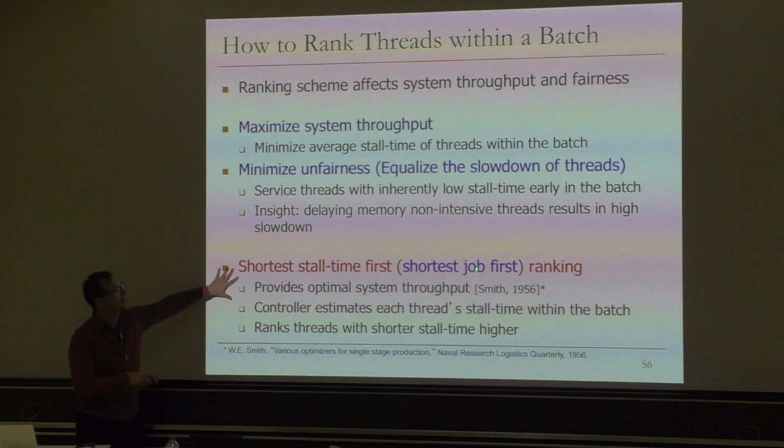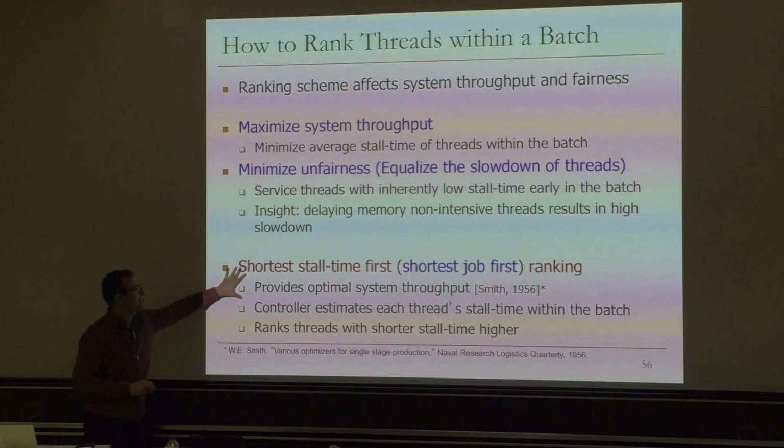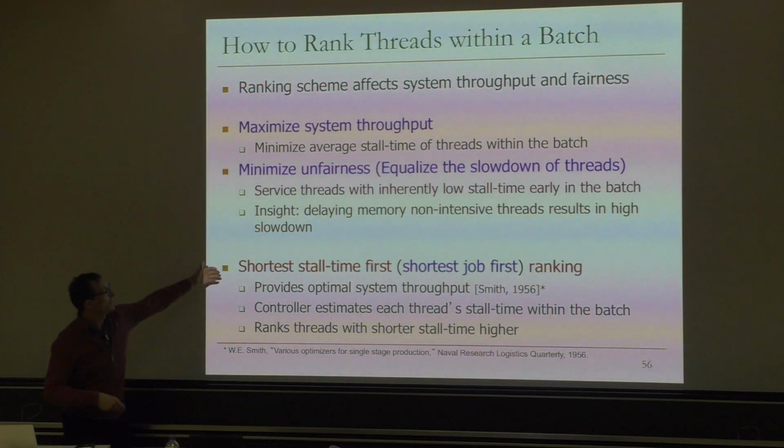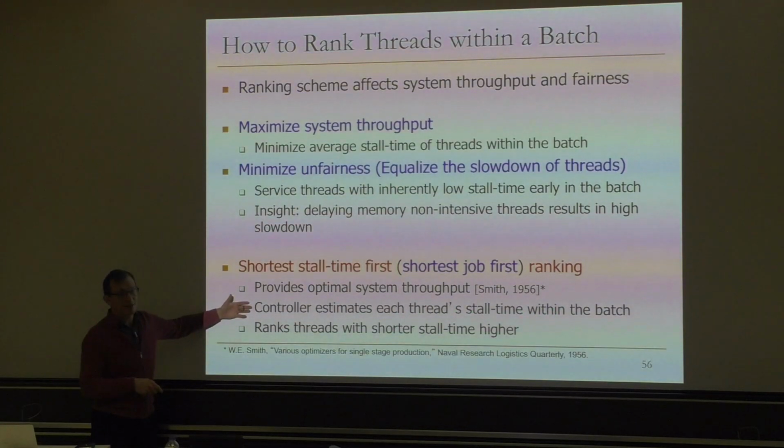Basically, if you prioritize the jobs that have shorter stall times and rank the jobs that way, where jobs are in this case threads inside the batch, you can get a good balance between system throughput and fairness at the same time. So for this, the controller estimates each thread's stall time within the batch, and it ranks the threads with the shorter stall time higher. So let's take a look at an example of this.